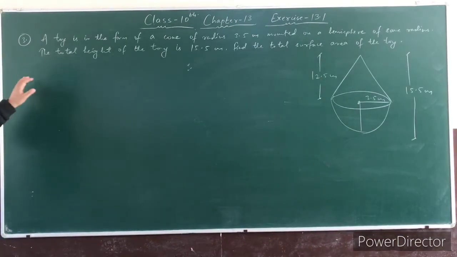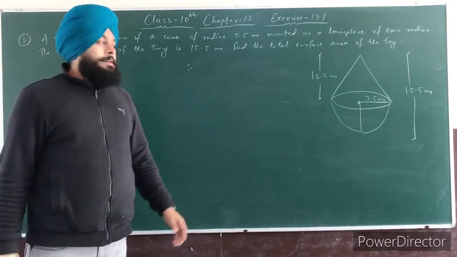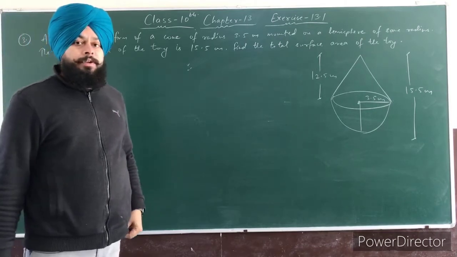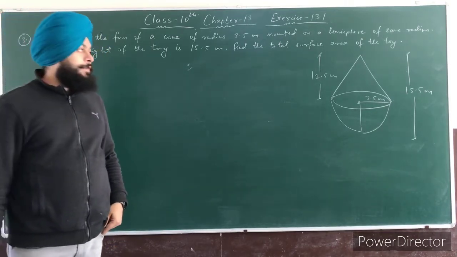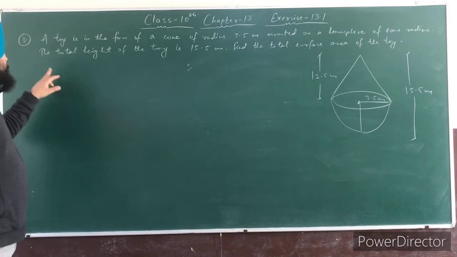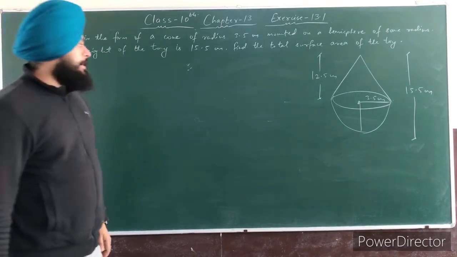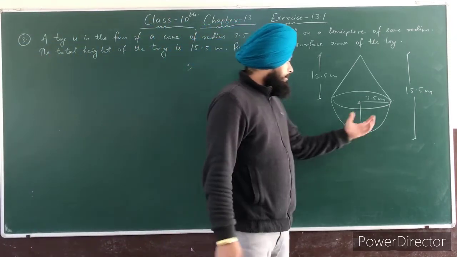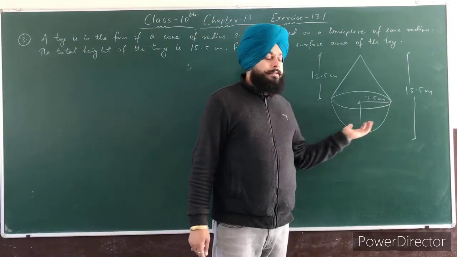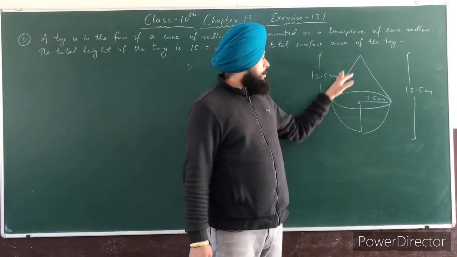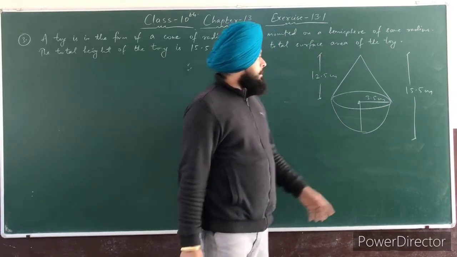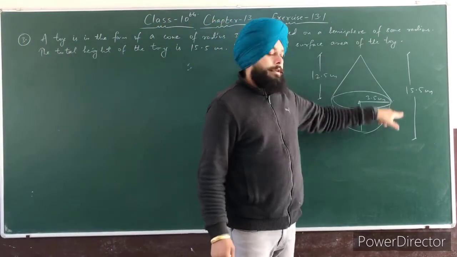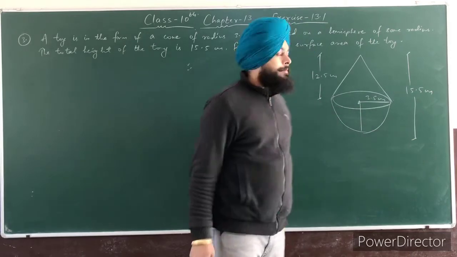Next, this is your question number 3. It is the same question as already done in the example. A toy is in the form of a cone of radius 3.5 cm mounted on a hemisphere of same radius. The total height of the toy is 15.5 cm. Find the total surface area of this toy. So there is a toy in which the bottom is in the shape of a hemisphere, and the cone is mounted on this hemisphere. The total height of this toy is 15.5 cm.